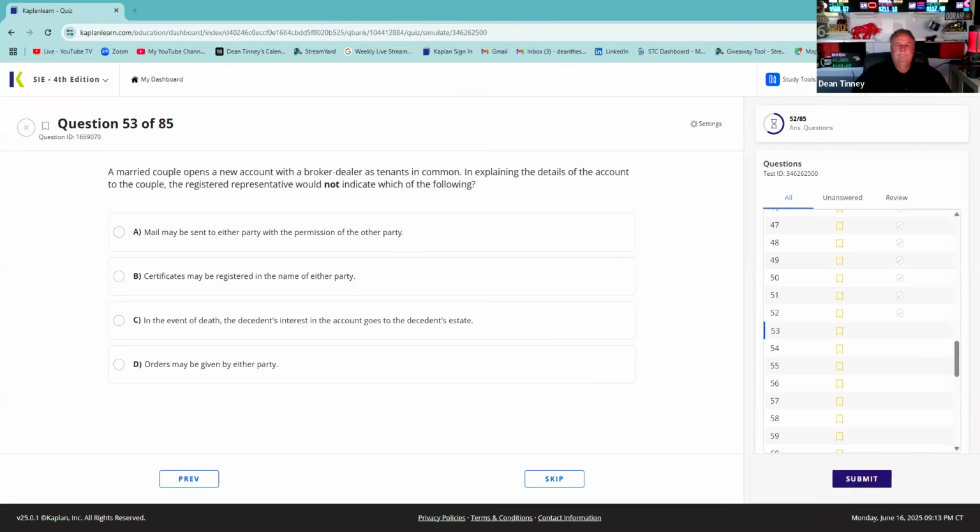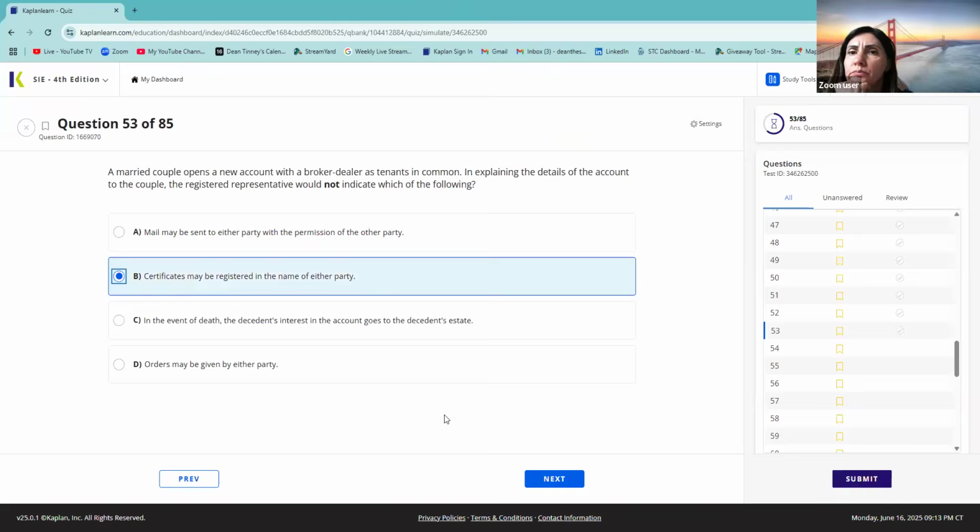That's true. Mail may be sent to either party, that's true. And then certificates can be registered in the name of either party. I don't think it's true. No, you'd say no, it's not true, right? Say, hey Dean, just put me on there, you don't need to have my wife on that certificate. I go, no, no, no, no.